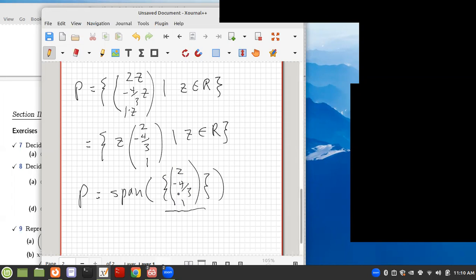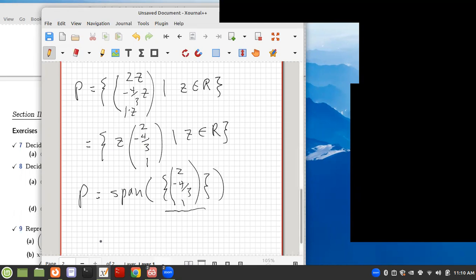It only has one vector, but the point is that a span is the set of all linear combinations of the vectors in this set. Well, this is the set of all linear combinations of this vector. It's all the multiples of this vector. So therefore, we've written P as a span. Now we know that this vector spans the space, but now any vector by itself is linearly independent.